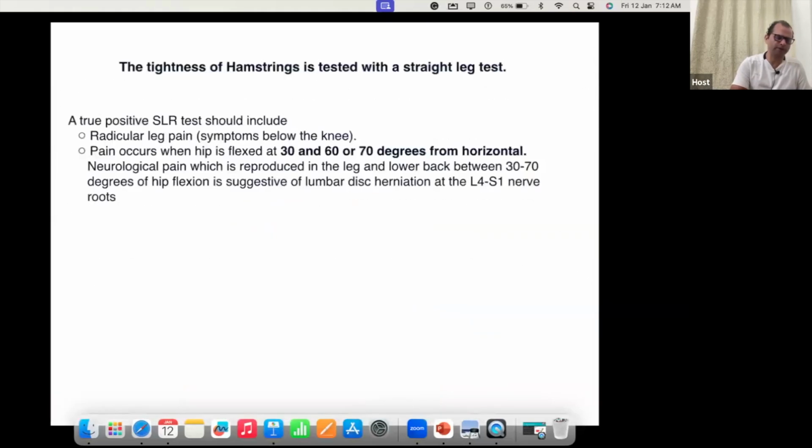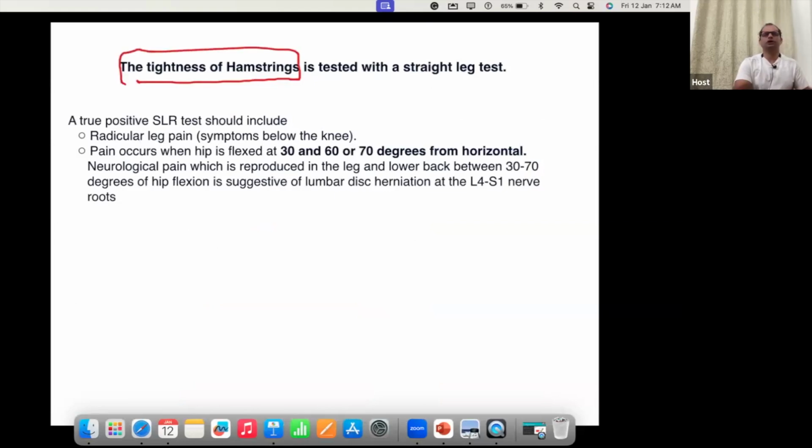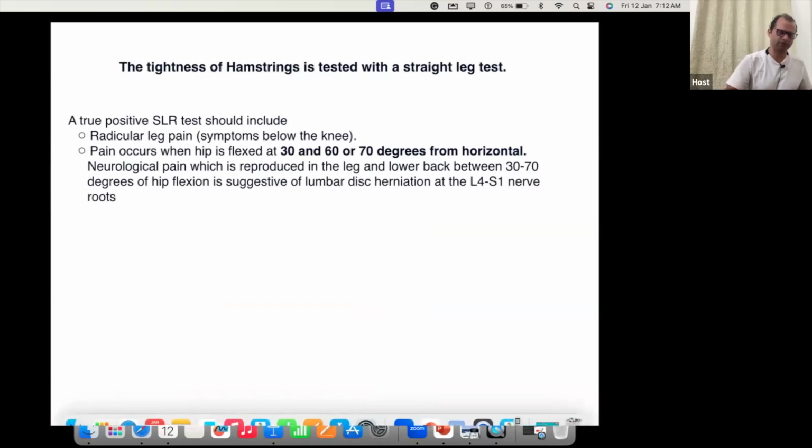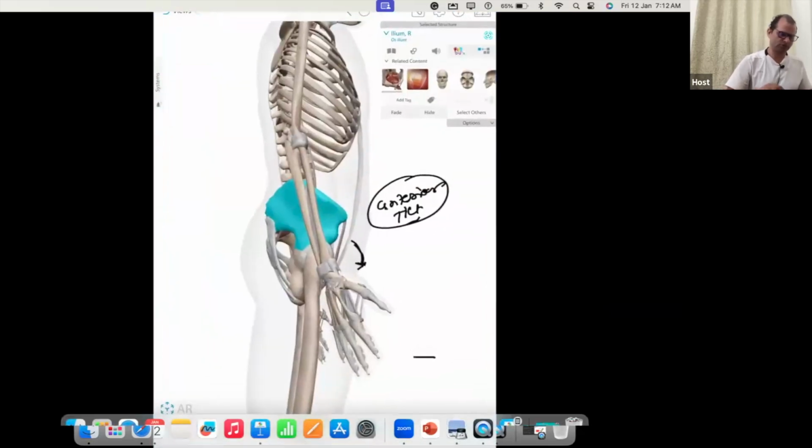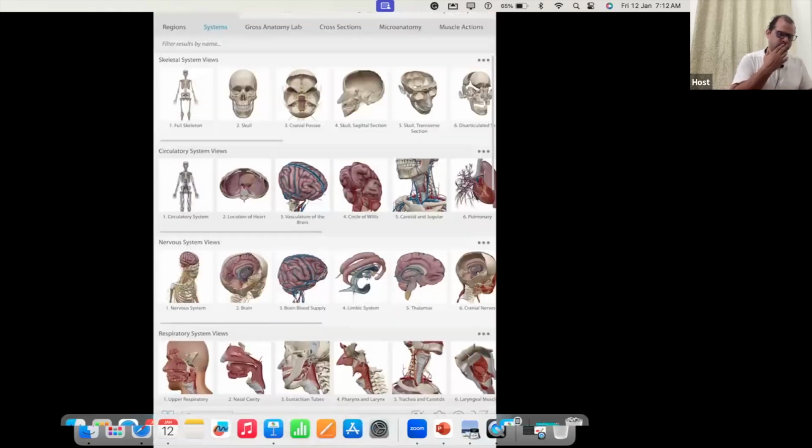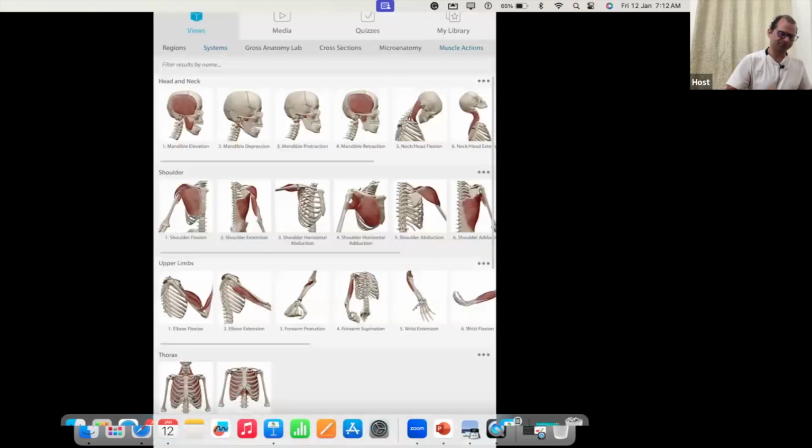So how to do that? तो पहले मैं आपको एक टेस्ट बताता हूं. This test is very much useful for finding out the tightness of the hamstring. So come back here and look at this image. So look at this action.